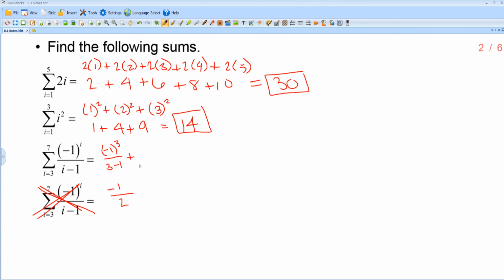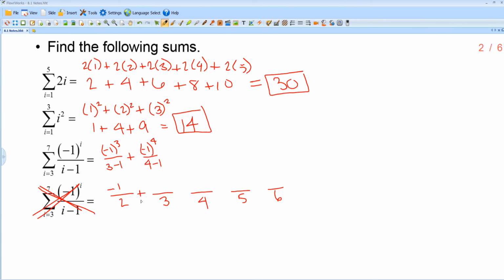My next term, so I'm adding, this is going to be negative 1 to the 4th over 4 minus 1. Now, right away, we can realize the denominators are just going to be going down by 1 each time. So I know I'm going to be having something that's over 3. Then I'll have something that's over 4. Then something that's over 5. Then something that's over 6. And that's when I'm going to stop, because my upper limit is 7, which doesn't mean that I'm going to have 7 terms or the last one will be 7.